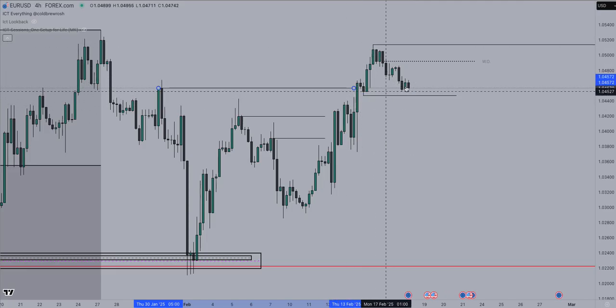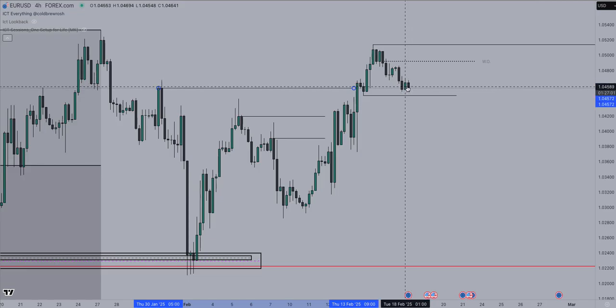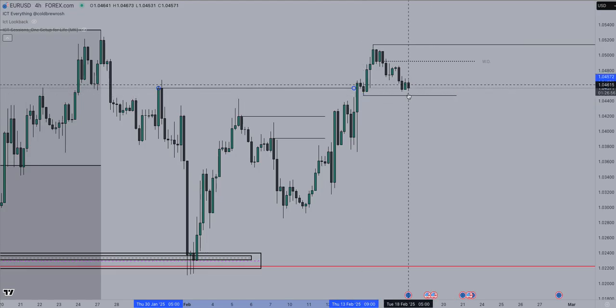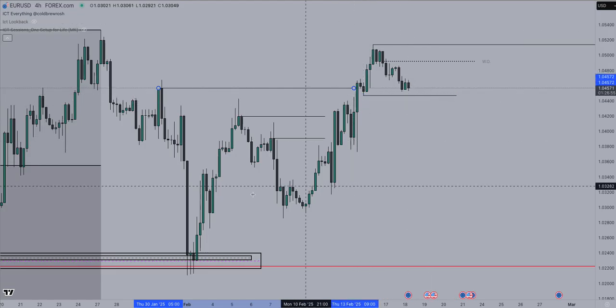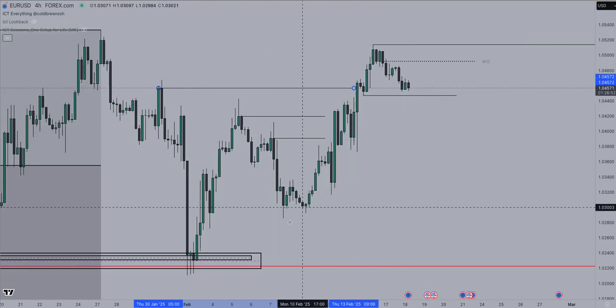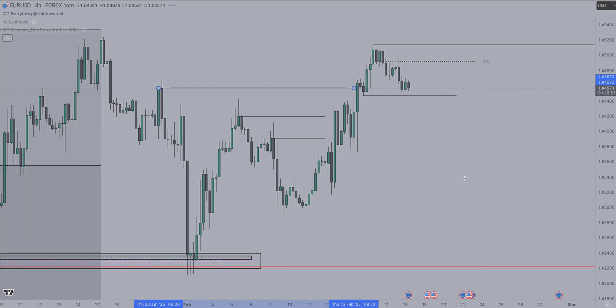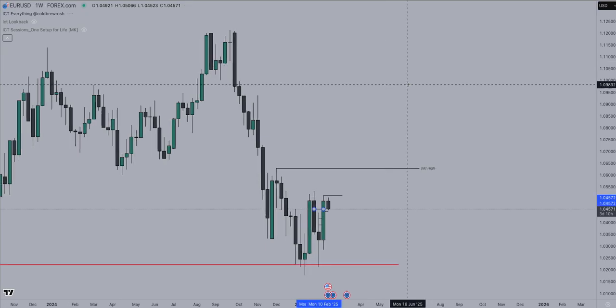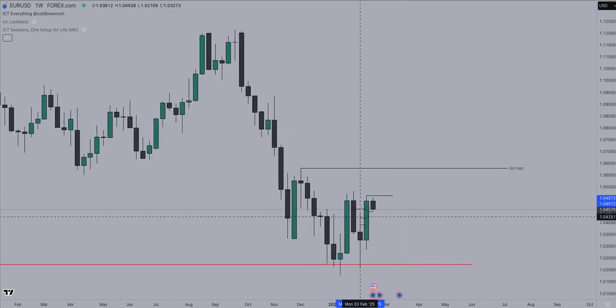The most likely is that price is going to react from this point here and move up, or it's going to run this low and move up. But that's for another video. All I wanted to show you now was how to determine your high time frame bias. Let me move these.